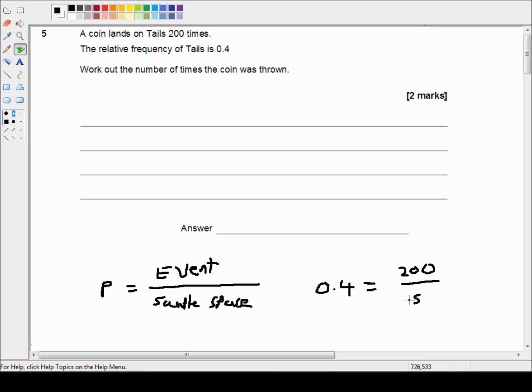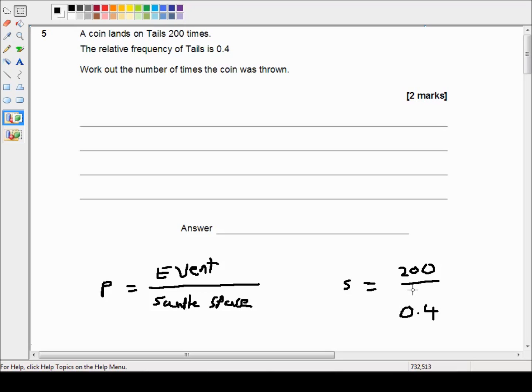And so all we have to do is rearrange this to make S the subject. So if we multiply both sides by S and divide by 0.4, let's just move that 0.4 out of the way, bring the S up here, 0.4 comes down here, and that gives us our sample space is just 200 divided by 0.4.